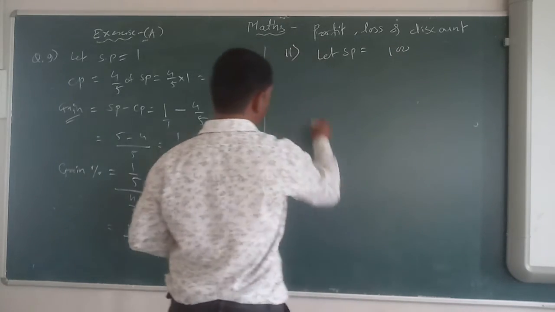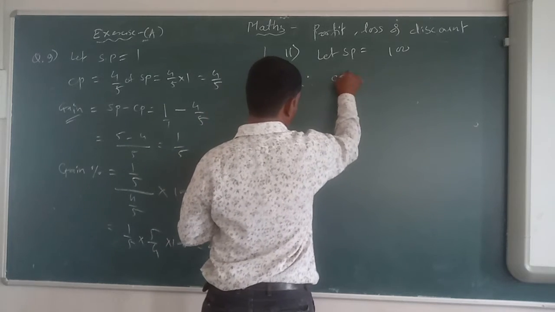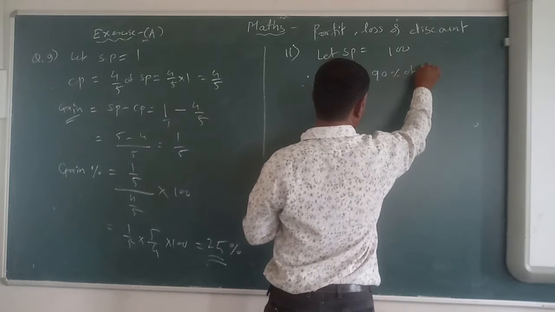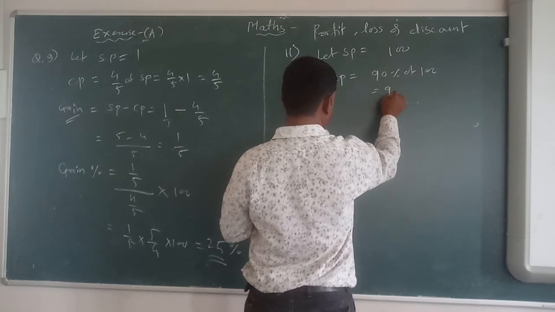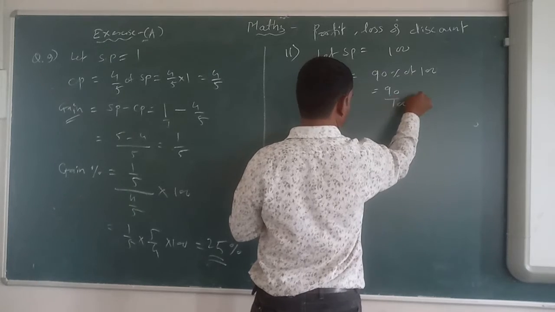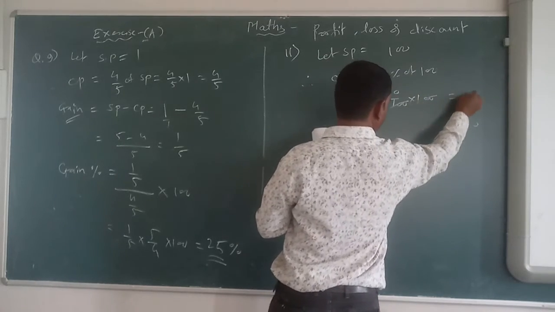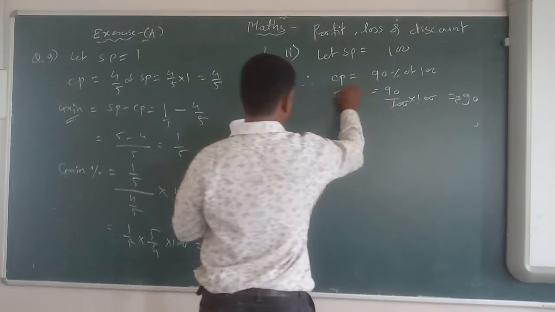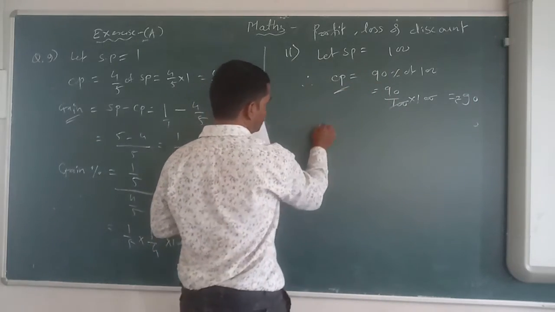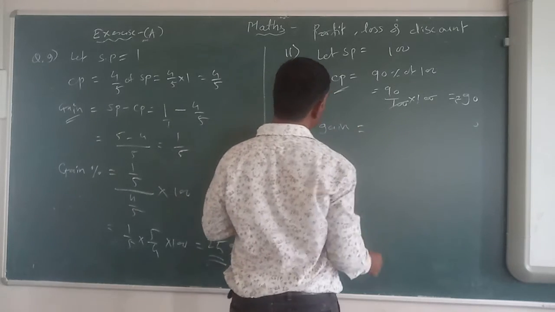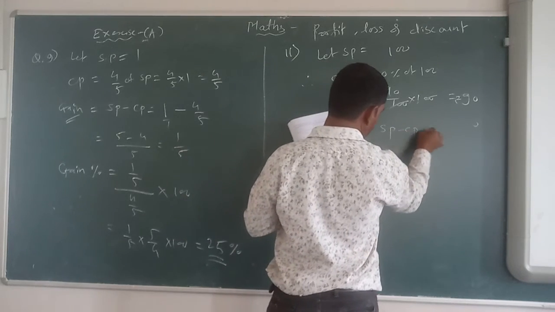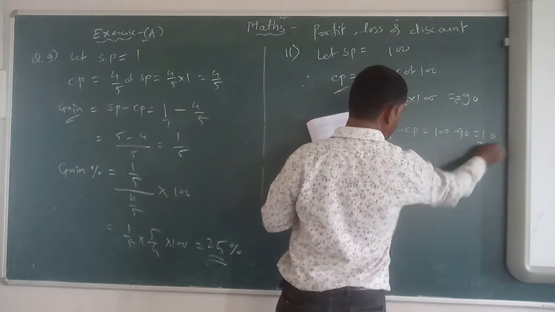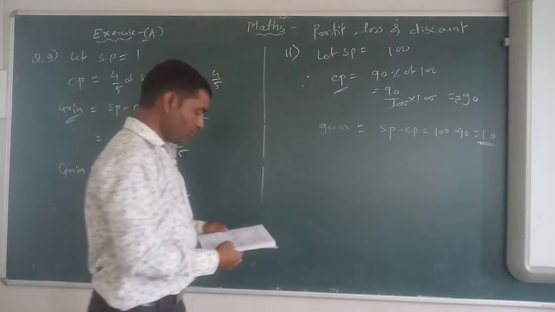And CP is given as 90% of SP. Therefore CP is equal to 90 upon 100 into 100. The 100s cancel, so it will be 90 rupees. CP we got is 90 rupees. Then gain is equal to SP minus CP, so 100 minus 90 equals 10 rupees. The gain is 10 rupees.